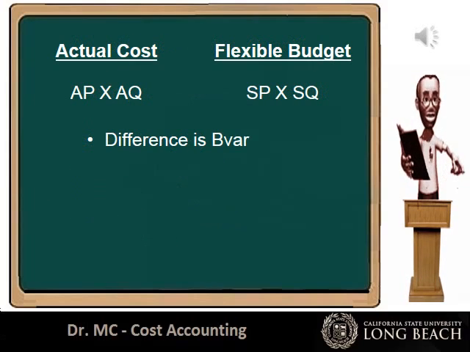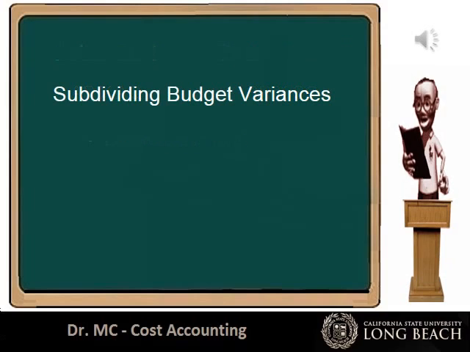When calculating budget variances, you set up 2 columns to represent the actual cost and flexible budget for a given cost component. The actual cost is the actual price times the actual quantity. The flexible budget is the standard price times the standard quantity to make what your firm made. The difference between these 2 columns is the budget variance for the cost component in question. As we said earlier, we want to subdivide the total budget variance of a variable cost component into its price and quantity variances.